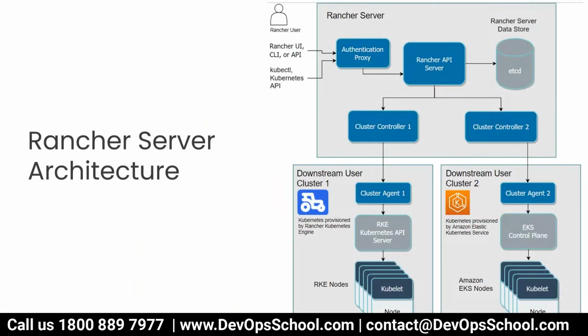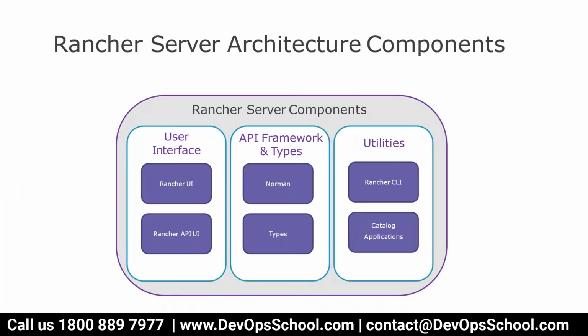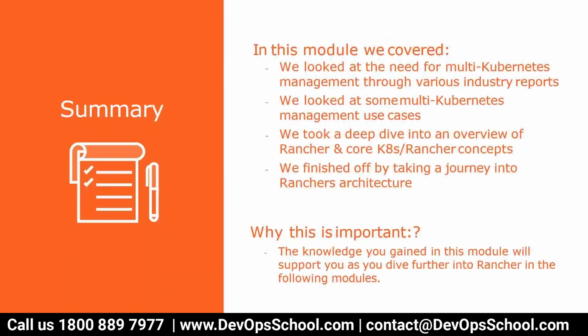Okay. So now, the Rancher server architecture components include the user interface. You can talk to it through the command line also, but you have the UI as well. So you have Rancher UI, Rancher API UI, and multiple frameworks and types, Norman types, a utility, a command line utility, a catalog application. There are many other components apart from the ones we discussed.